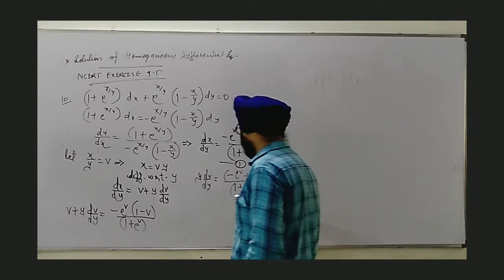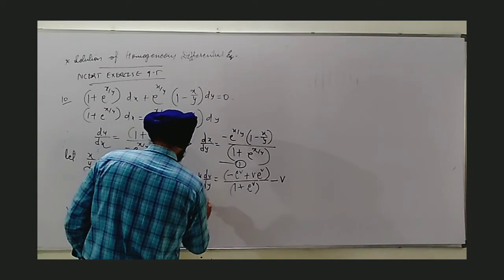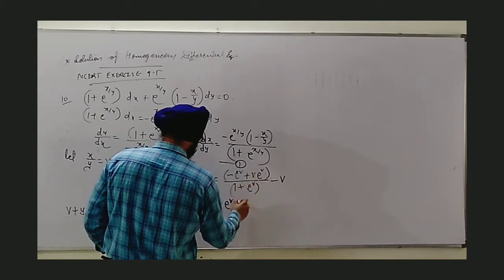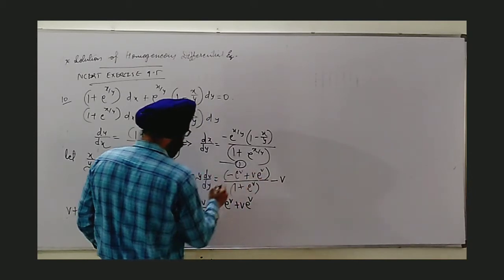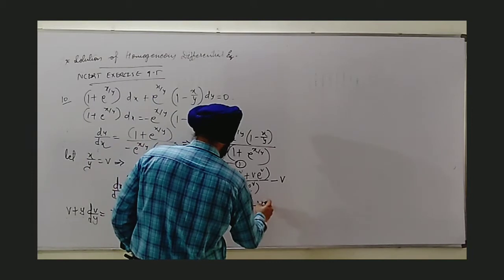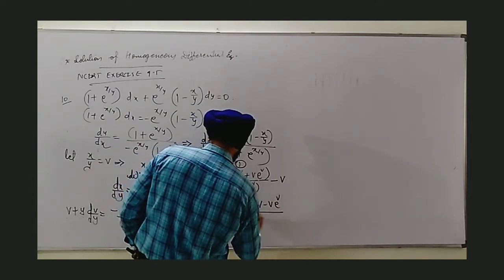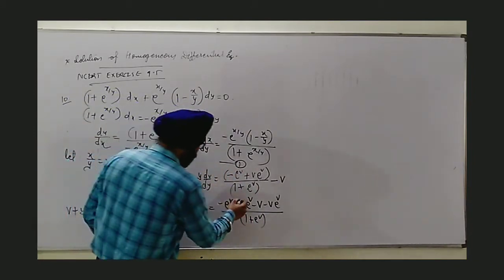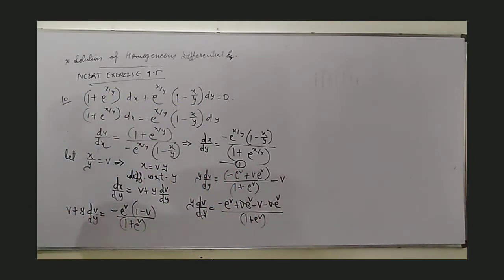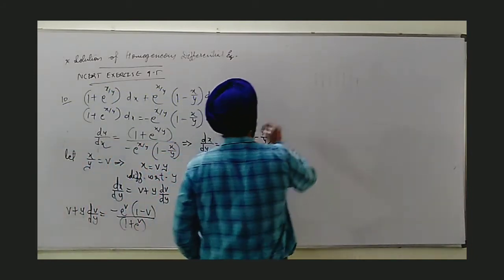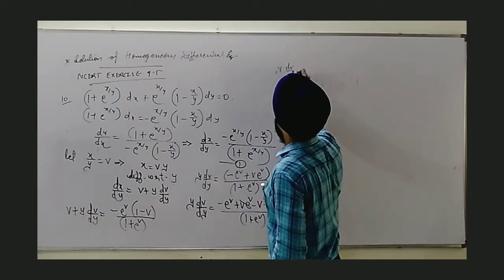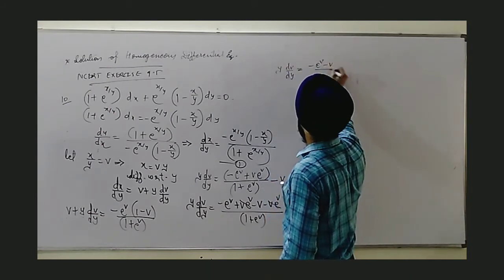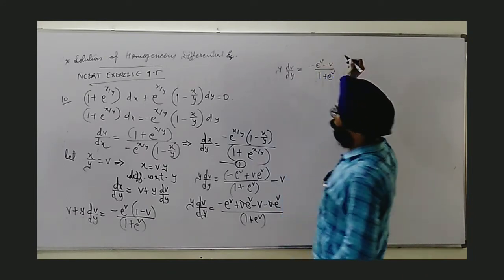Now when I take the LCM and multiply, we get dv upon dy equal to minus e raised to the power v plus v e raised to the power v, and now minus v e to the power v upon 1 plus e to the power v. In general, this type of cancellation takes place: plus and minus we can cancel out. Next, I can write y dv upon dy equal to minus (e to the power v minus v) upon (1 plus e raised to the power v).